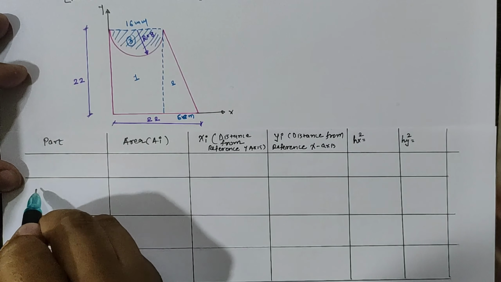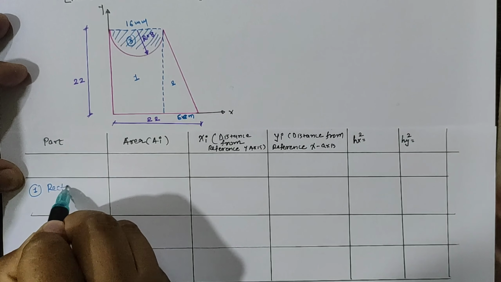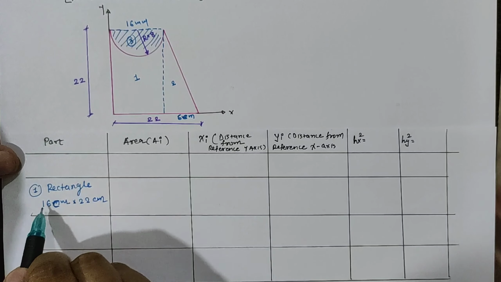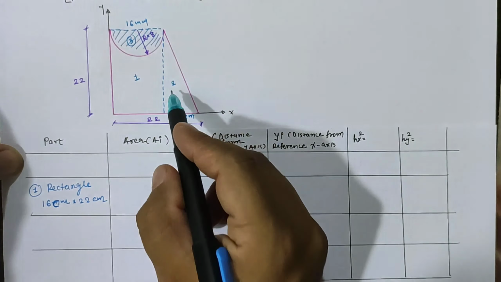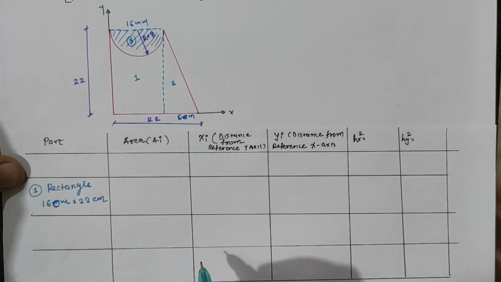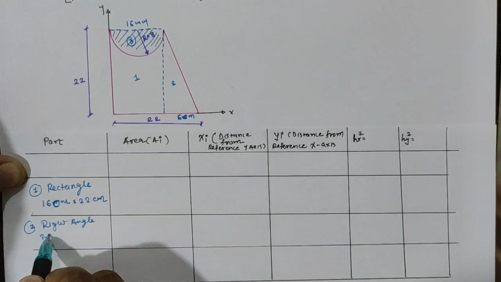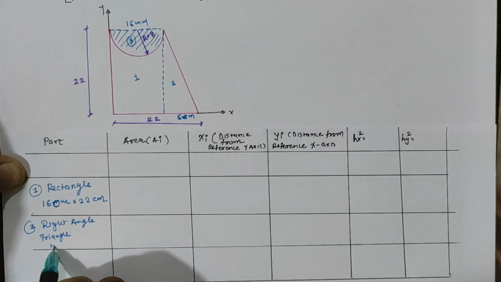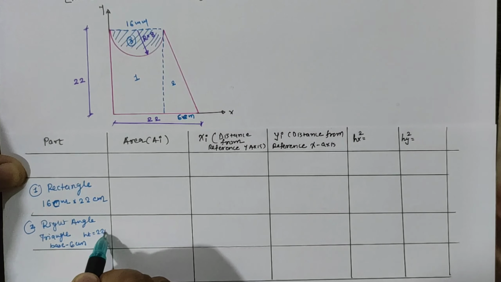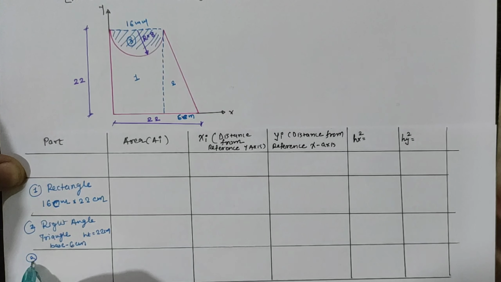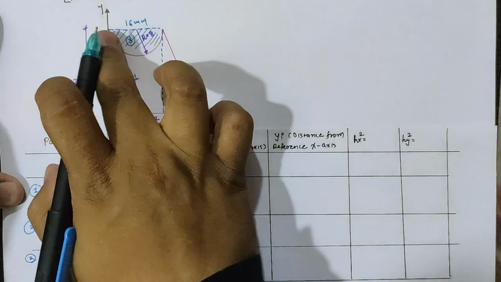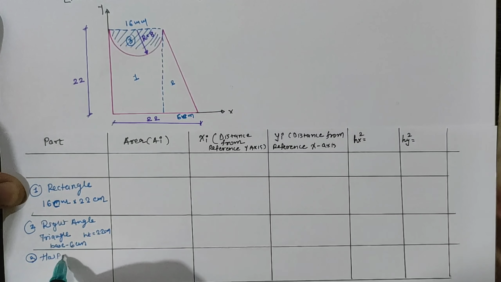So first of all, our first part is the rectangular part having 16 centimeter as width and 22 centimeter as depth. Now the second part is a right angle triangle having base value 6 centimeter and height 22 centimeter, and our third part is a half circle having radius equal to 8 centimeter.